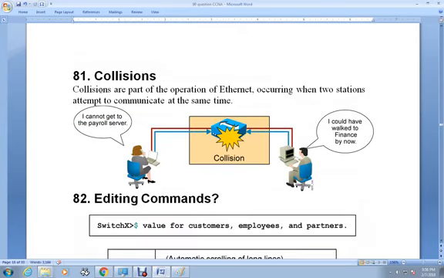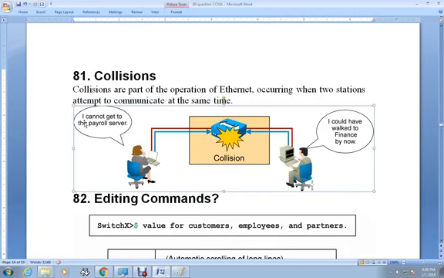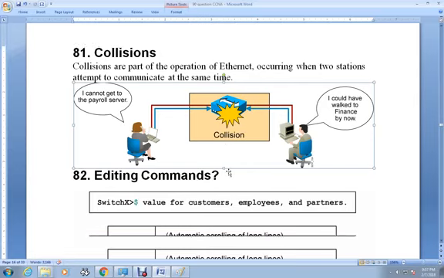Guys, next question, what are collisions? Collisions are part of the operation of Ethernet, occurring when two stations attempt to communicate at the same time. For example, this is a user, I cannot get the payroll server, he is trying to access it, and at the same time this guy is also trying to access the same media, and it is getting stuck here. This is known as a collision.